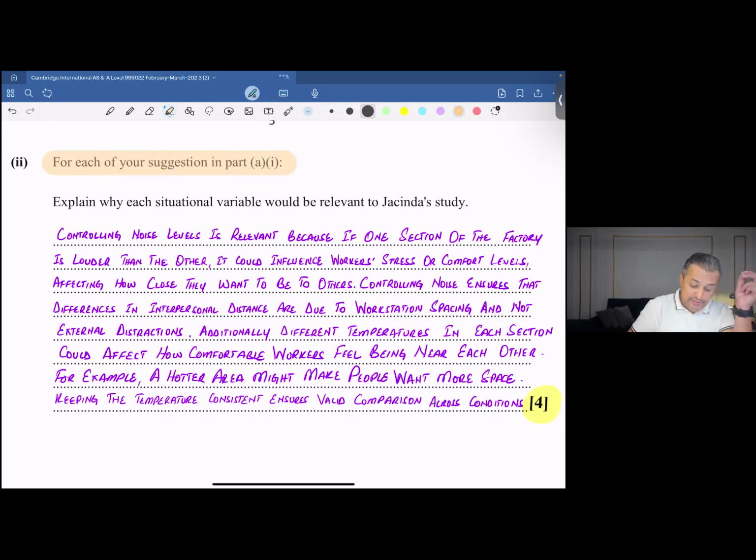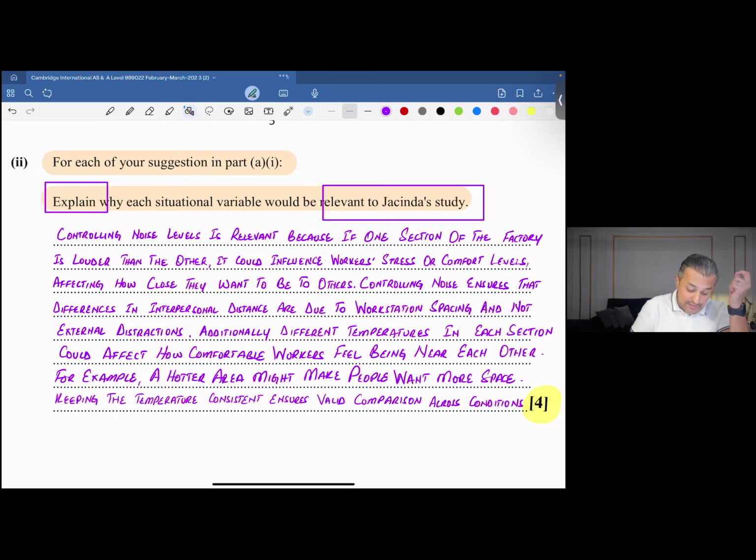For each of your suggestions in part A1, explain why each situational variable would be relevant to Jacinda's study. So the two situational variables that you've already mentioned were, first, noise levels, and the second was the temperature level in that particular room. The command word over here is explain. Explain why each situational variable that you have suggested earlier is relevant to Jacinda's study. So the relevance matters.